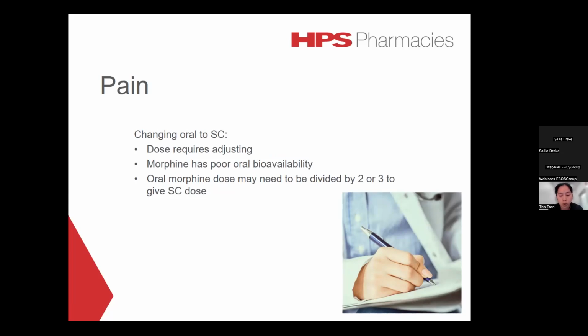When changing opioids from oral to subcut administration, the dose will require adjusting. This is particularly true for opioids with low oral availability. For example, morphine has very poor oral availability due to extensive first-pass metabolism in the liver and the gut. Therefore, the oral morphine dose is usually divided by 2 or 3 as an equivalent subcut dose.